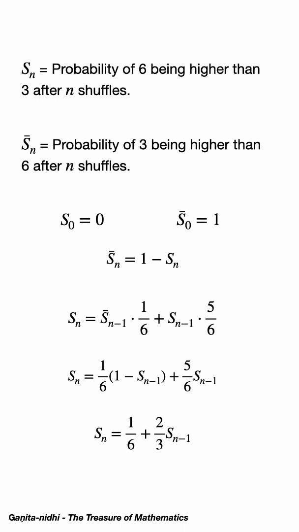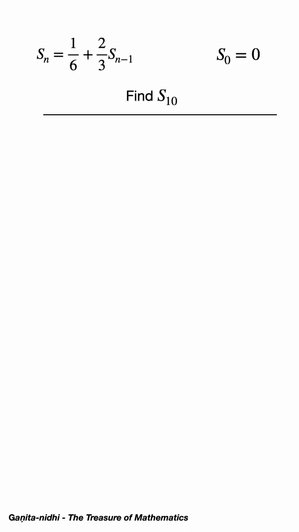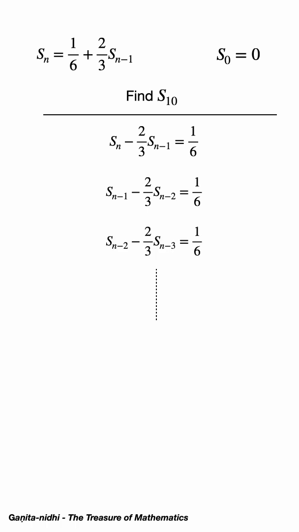Simplifying, we get a recurrence equation for Sn. This is what our problem reduces to, a simple recurrence equation with the initial value of S0, and we need to find S10. This is fairly simple. Let's write down these terms.